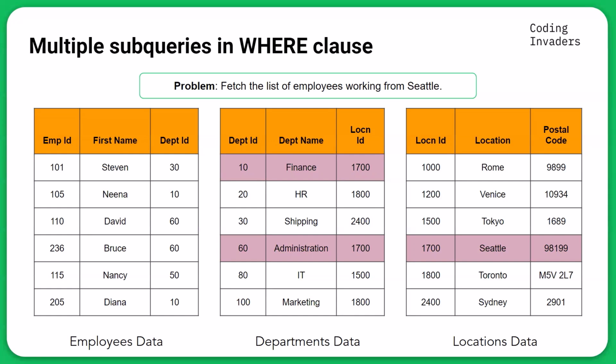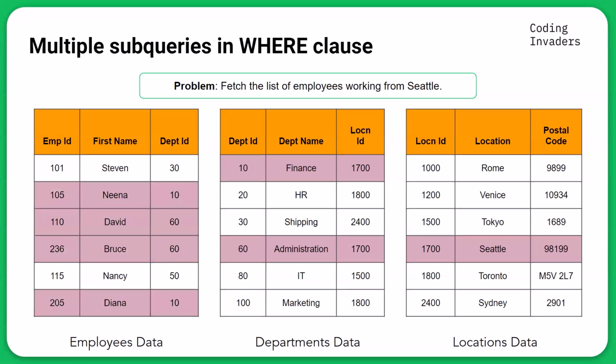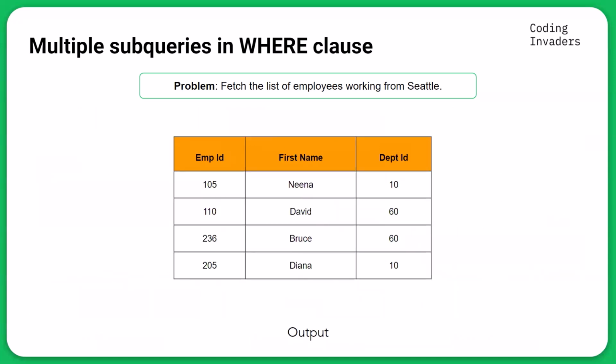Now, let's see the people or the employees working in these departments, finance and administration. Finance has a department ID of 10. Administration has a department ID of 60. So, which employees work in departments 10 and 60? We have 4 employees: Nina, David, Bruce, and Diana, who work in departments 10 and 60. So, finally, our output will look like this, which has 4 employees that are working from Seattle.